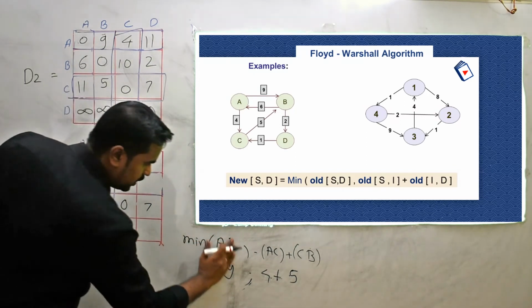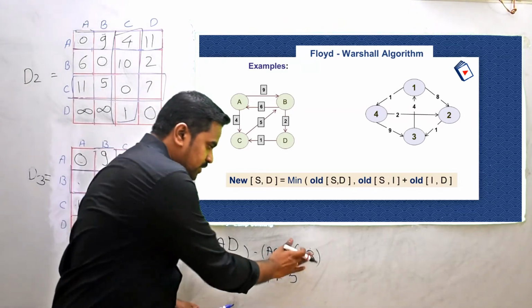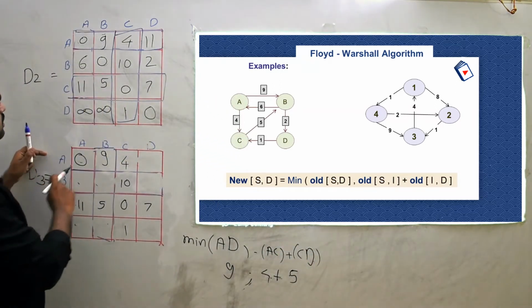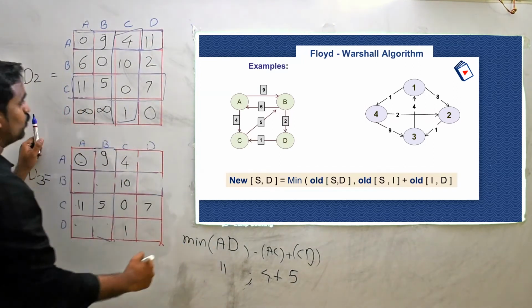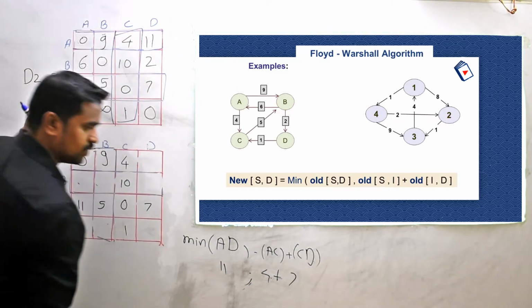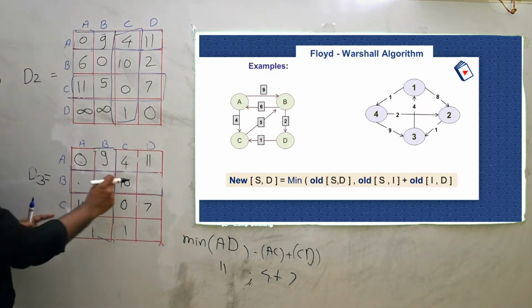Okay, then A to D क्या आएगा? A to C and C to D. ठीक है. So A to D value is 11. A to C is 4 and C to D is 7. Okay, again it is same 11, and similarly I need to calculate these values.